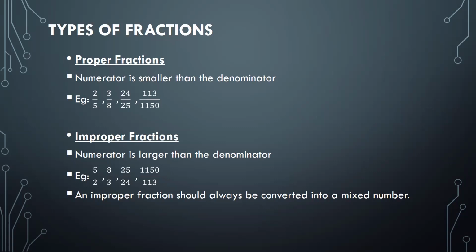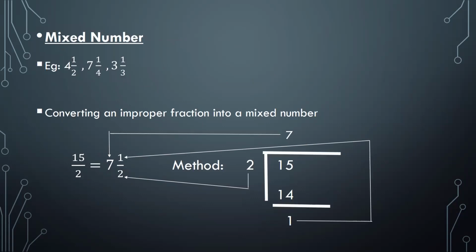Now we'll see what a mixed number is. A mixed number is a number which has a whole number, and along with it, there is a fraction. When you have a whole number and a fraction, we call it a mixed number, right? Here I have said 4/2, 7/4, 3 1/3. Here you can see there is a whole number as well as a fraction. So this is a mixed number.